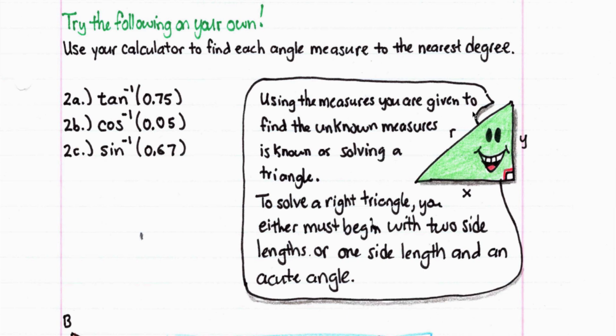Using the measures you're given to find the unknown measures is known as solving a triangle. To solve a right triangle, you must begin with either two side lengths or one side length and an acute angle.